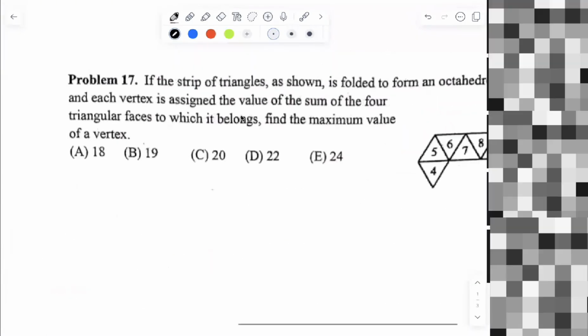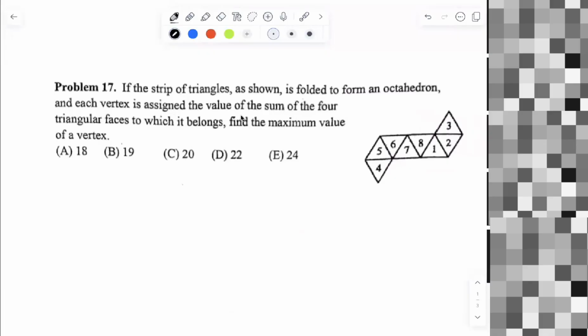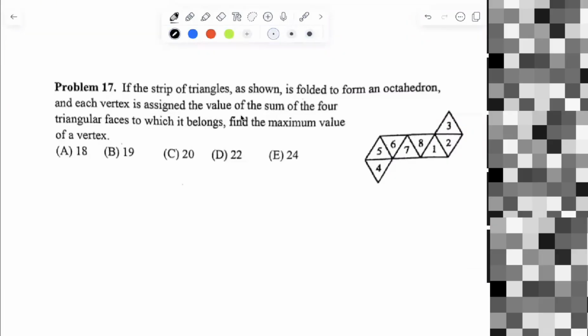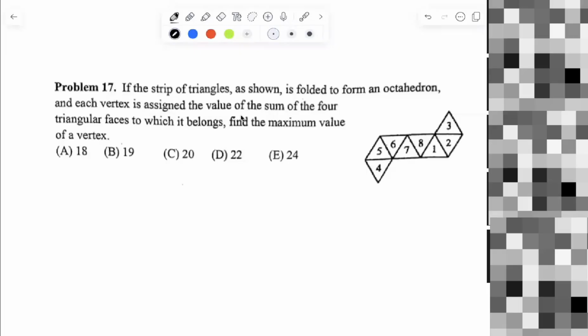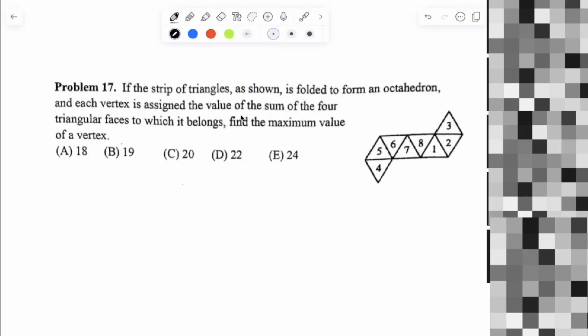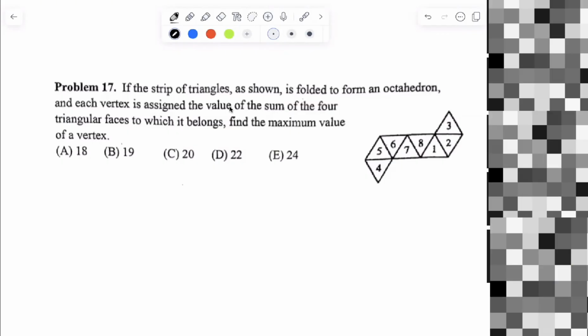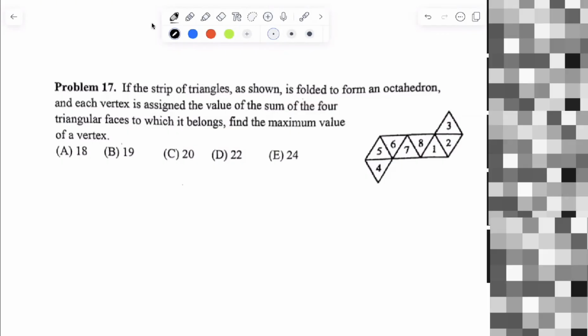Now let's move on to problem 17. If a strip of triangles, as shown, is folded to form an octahedron, and each vertex is assigned the value of the sum of the four triangular faces to which it belongs, find the maximum value of a vertex. Try to answer this question and tell me through chat.